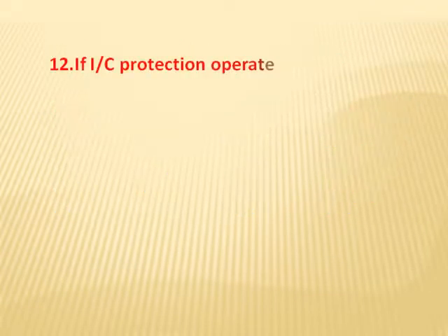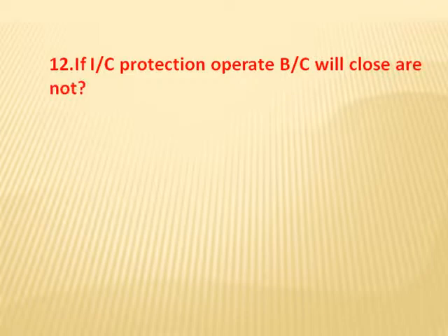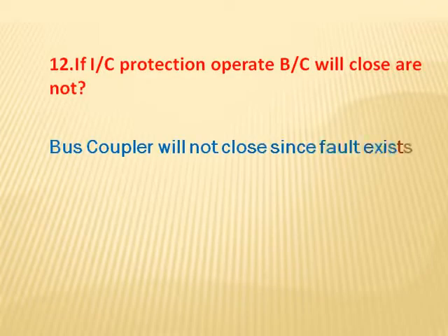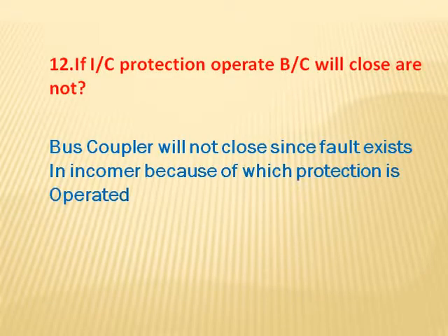If incomer protection operates, will the bus coupler close or not? The bus coupler will not close, since a fault exists in the incomer, because of which the protection operated.